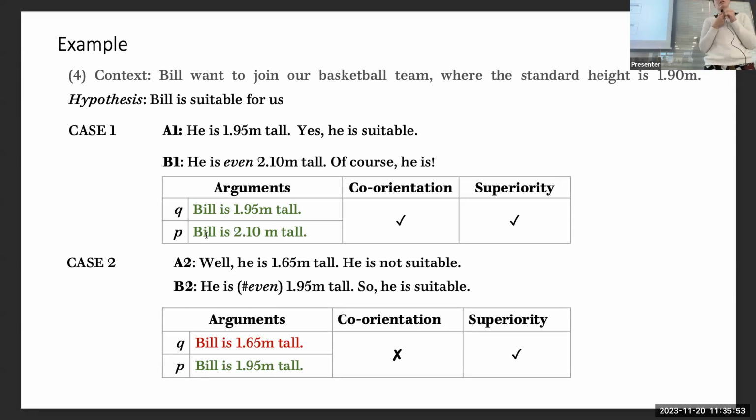No. The idea is that the taller you are, the more suitable. Suitable is a gradable thing, as far as basketball goes. Imagine we're talking about entrance exam scores. There's a minimum, but more is better.